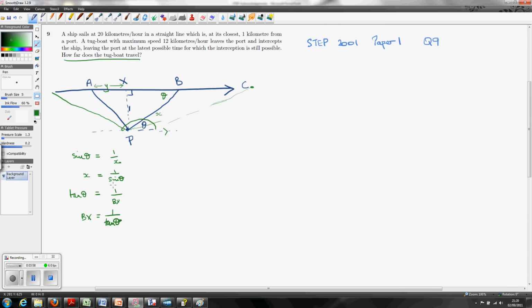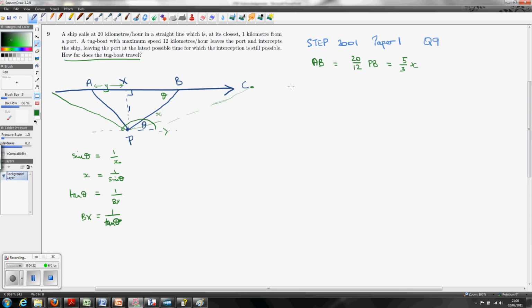Why am I doing that? Because I want to say that, let me go up over here, that AB, which is the distance that the ship travels while the tug is in motion, is going to be 20 over 12 times PB, which is the distance that the tug travels, which, by the way, is equal to 5 over 3, just simplifying the fraction, and PB we said was x.